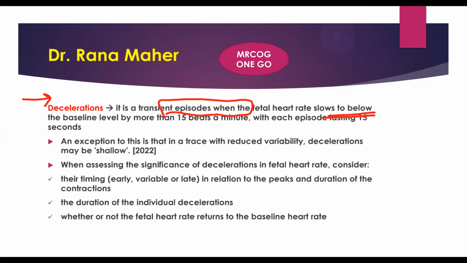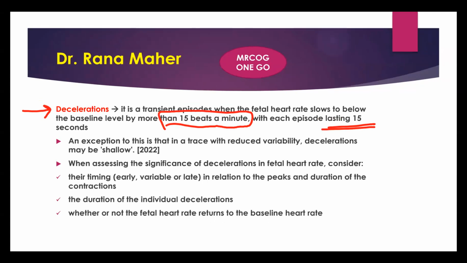Hello, my dear. Sorry for this interruption, guys. I'm so sorry. So coming back, decelerations. What about the definition? Especially in the teaching station, you need to give the definition of everything. So a deceleration is a transient episode with a drop or slowing down of the fetal heart rate for more than 15 beats per minute, and each episode lasting 15 seconds.